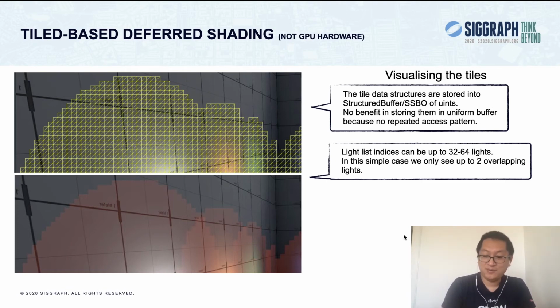Which is not the case for the light data, like the position, the colors, the radius, and so on of the light. When you do the shading, you access the same data several times, and so in that case there's an advantage in using uniform buffers. And so the light list indices can be up to 32 or 64 lights. In this simple case, as I said, we only have up to 2 lights per tile.